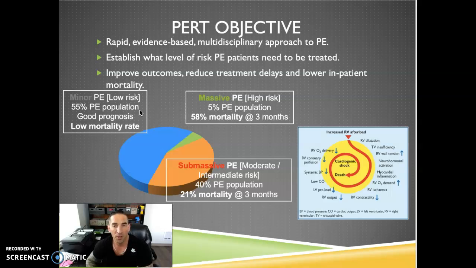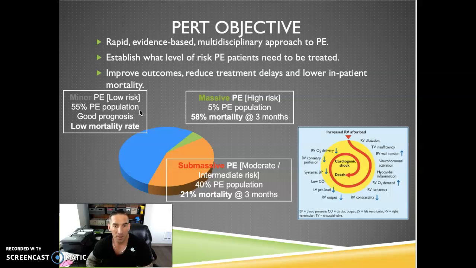Minor PEs are the patients that come into the emergency department and are just kind of short of breath. That's 55% of the PE population. They usually do pretty well. They usually are put on blood thinners. Some of them aren't even admitted to the floor. Some of them are just given Lovenox or discharged. They have a very, very low mortality rate. A lot of people that have minor PEs probably won't even know that they had a PE, and the body just kind of self-lyses that clot.